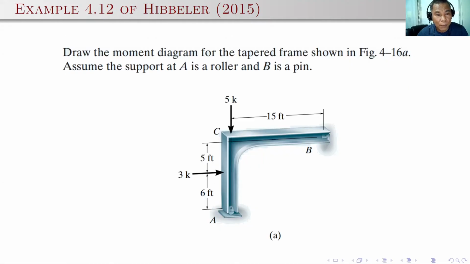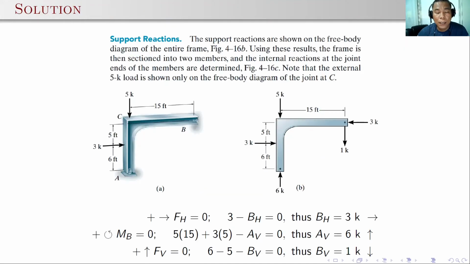So here is an example for a simple frame. We want to draw the moment diagram of the tapered frame as shown below, assuming that the support at A is a roller and B is a pin. So this is statically determinate, and we can solve for the reactions. You need to solve first for the reactions, and then, because this would complicate things, we need to separate the members, the vertical and the horizontal, for drawing the shear and the moment diagram.